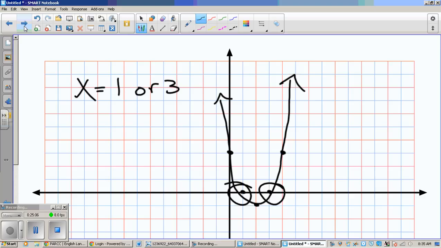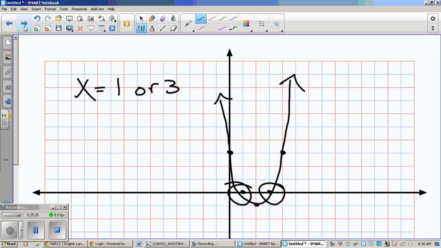Your roots are where it crosses the x-axis. Okay? And you can check it. You can go back and factor and check it and see if it's right. Now, some of them won't check out just right, but we'll talk about that later. Sometimes they're not going to have roots.